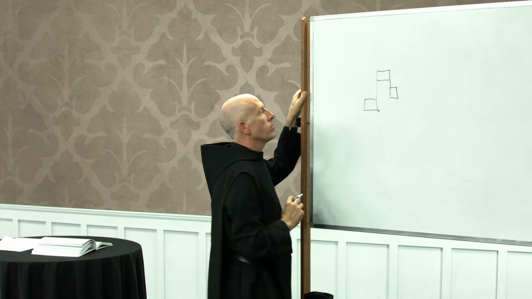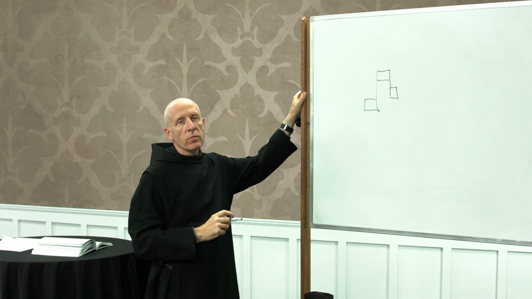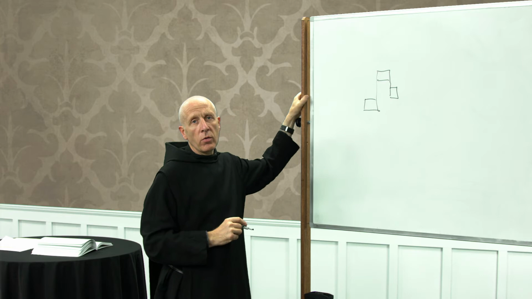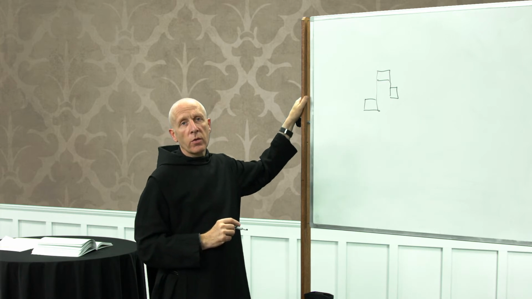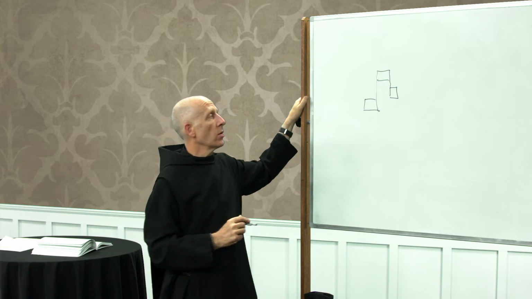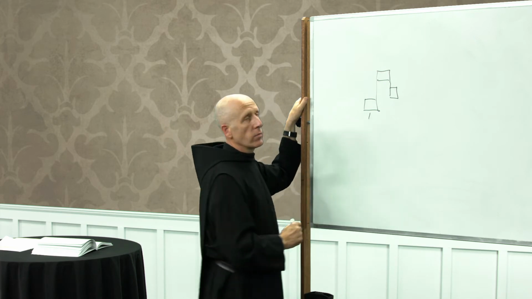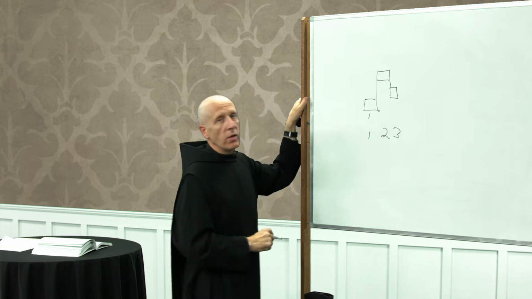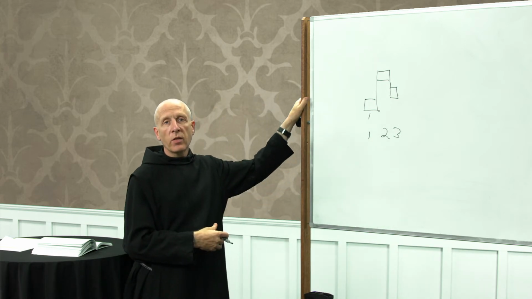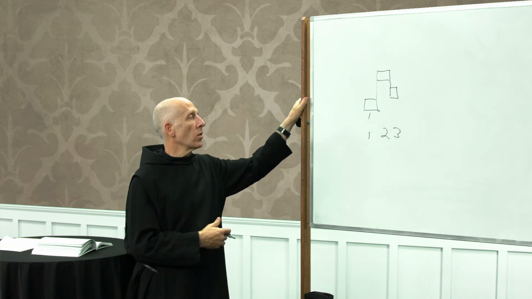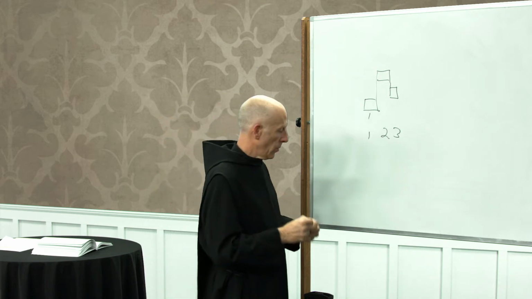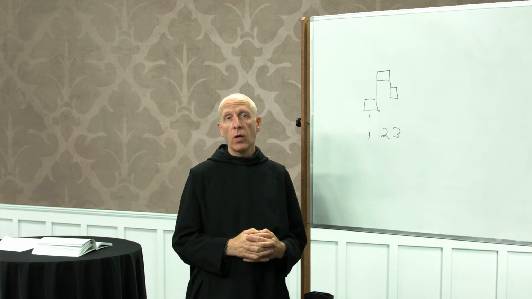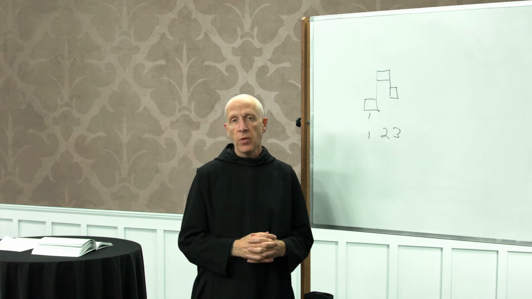What neum is that? You remember? That's a torculus. Now we apply the third rule for finding the ictus, which is the beginning of a neum. Ictus there. You count 1, 2, 3. You see, the neum basically corresponds to the composite pulse in virtue of the third rule of the rhythmic ictus.